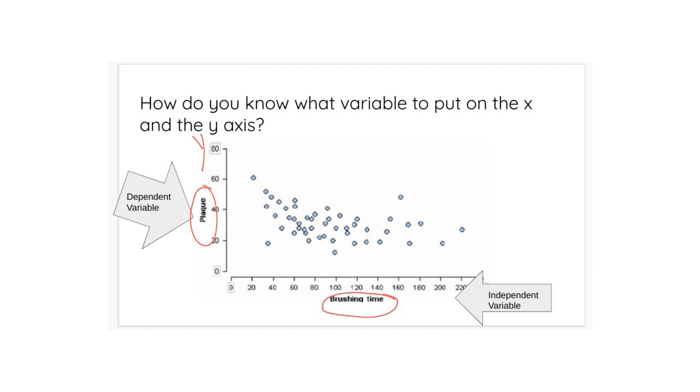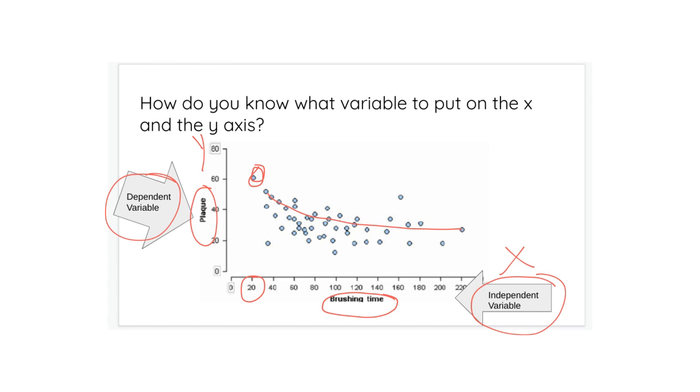We can tell that by looking at the lowest amount of brushing time, this point here, which has the highest amount of plaque. Then more towards the middle, it balances out. But the longer you brush, the less plaque you have. So there are two types of variables. There's what we call the independent variable, which always goes on the x-axis. And then there's the dependent variable, and that's always on the y-axis.